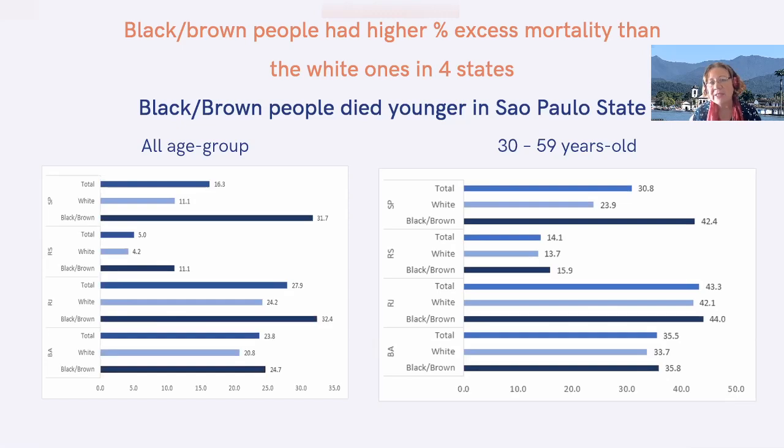And when we move to the right, to 30 to 59 years old, we can see that in São Paulo state we had 42% excess mortality among Black and brown people in this age group, compared to 24% of the white population in the same age group. The other states have a more balanced distribution, also high in this age group, of course. But we are discussing with the states how to focus on this more vulnerable population. How can we use excess mortality to give a better picture of the impact of the pandemic?